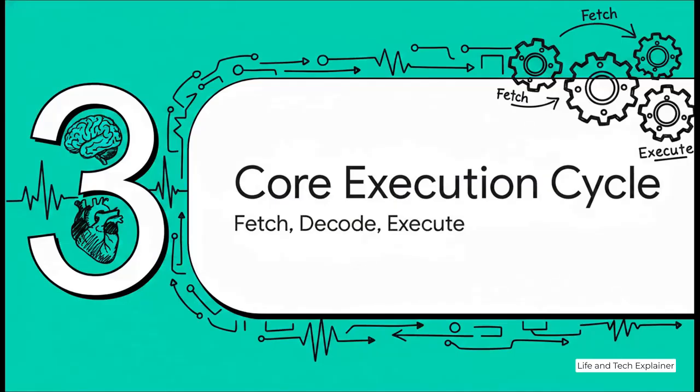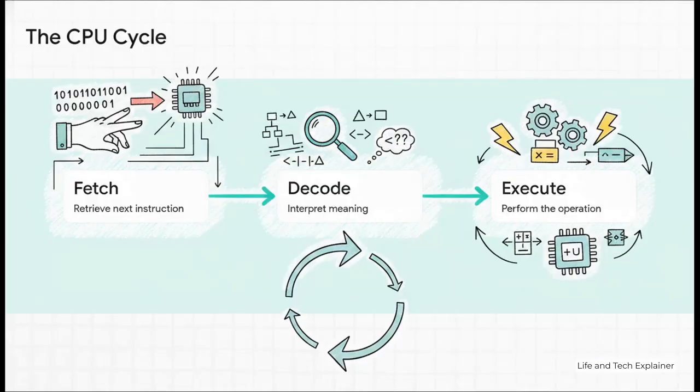All right, Section 3, the core execution cycle. So we've got the brain, right? But it needs a heartbeat. It needs a rhythm to do its work. This three-step dance is basically the fundamental day in the life of a processor. Step 1, fetch. The CPU reaches out to memory and grabs the next instruction it needs. Step 2, decode. It looks at that instruction and interprets what it actually means. Like, is it addition? Is it moving data? Then, step 3, execute. The CPU actually performs the operation using the ALU or other units. Fetch, decode, execute. Over and over and over again.